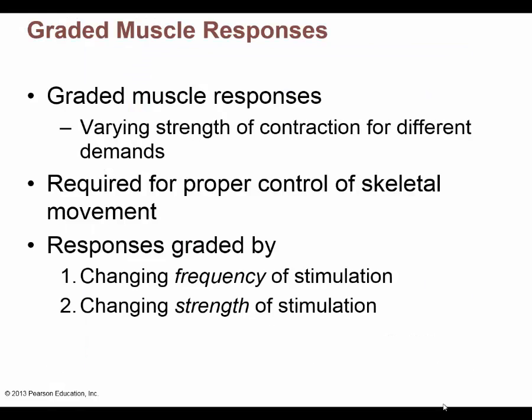Now, looking at different muscle responses, we call these graded muscle responses. Again, graded because we're going to have some type of change happening. Our muscles can vary in strength of contraction for different types of demands. So your muscle can contract really strong, it can do a little weak contraction, but there are different things that are going to trigger that strength of contraction.